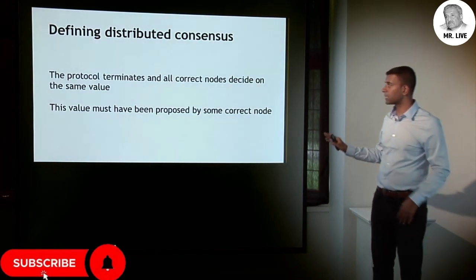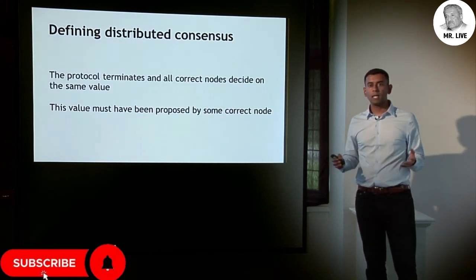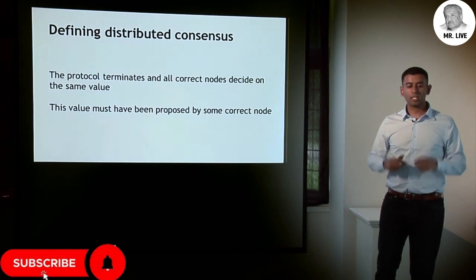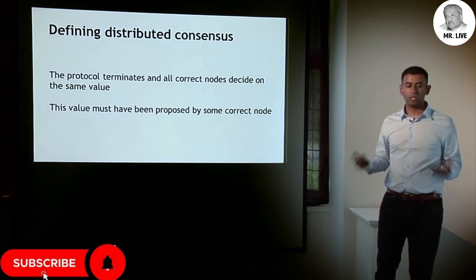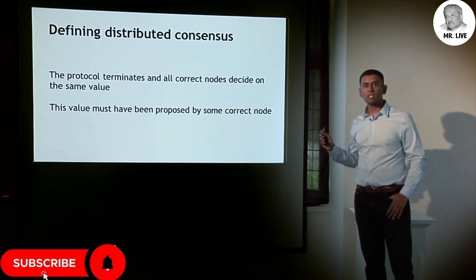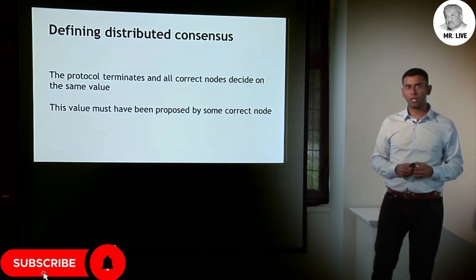And the second requirement is that this value that they agree upon cannot be an arbitrary value, but it should be a value that was proposed as input by at least one of these correct nodes. So it's really that simple, but let's try to see what this might mean in the context of Bitcoin.